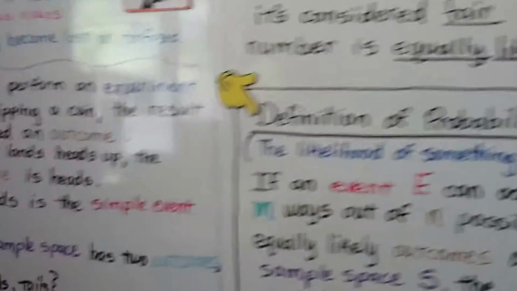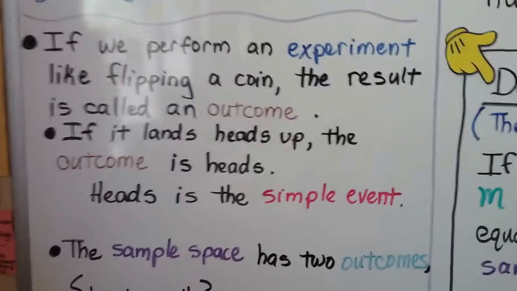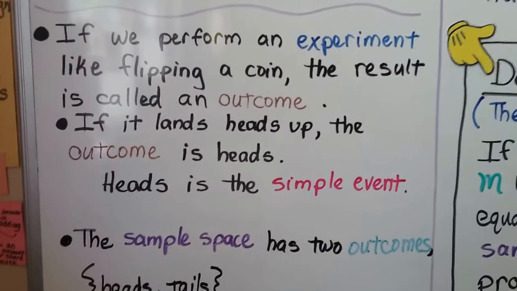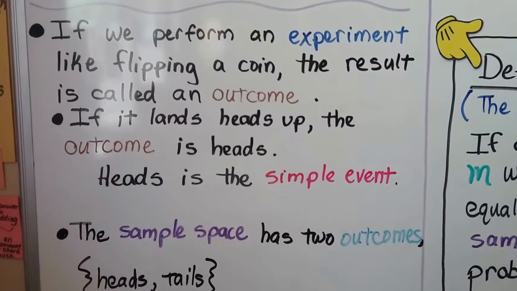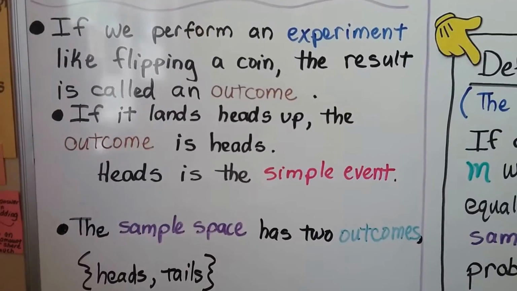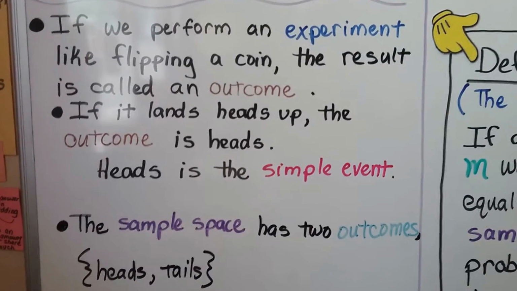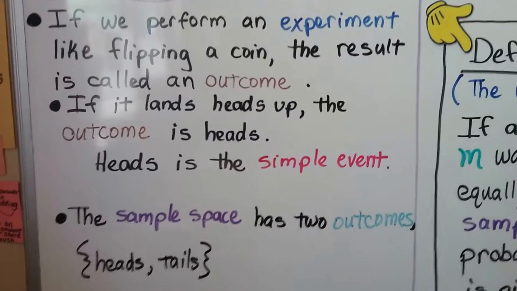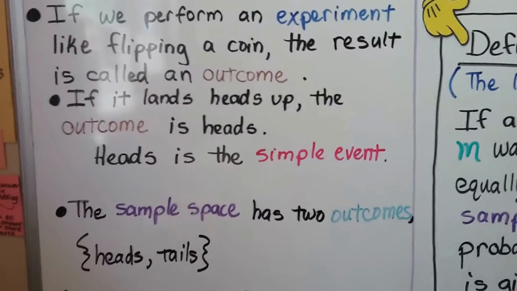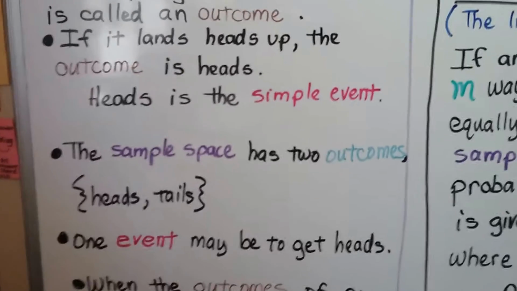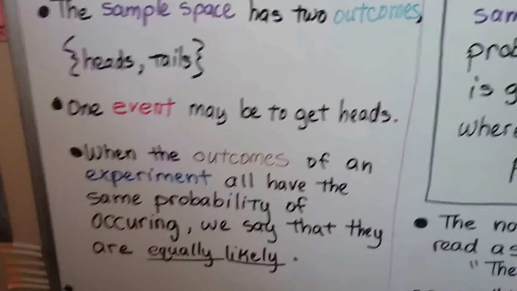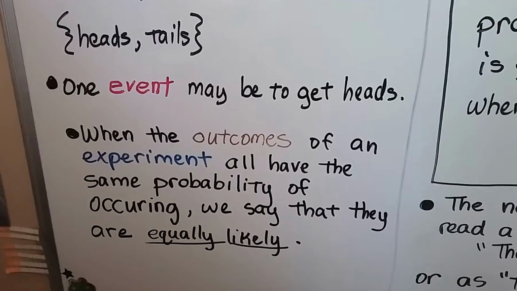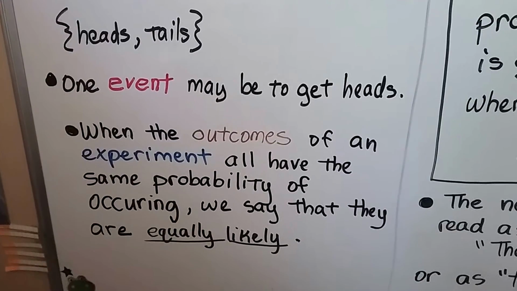Okay? So if we perform an experiment like flipping a coin, the result is called an outcome. If it lands heads up, the outcome is heads. Heads is the simple event. And the sample space has two outcomes. Our set would include heads and tails. One event may be to get heads. When the outcomes of an experiment all have the same probability of occurring, we say that they are equally likely.